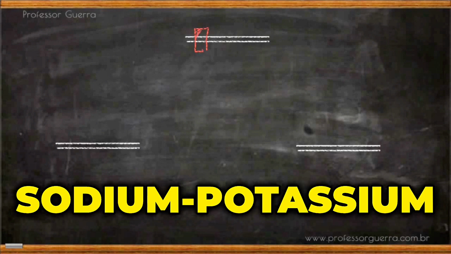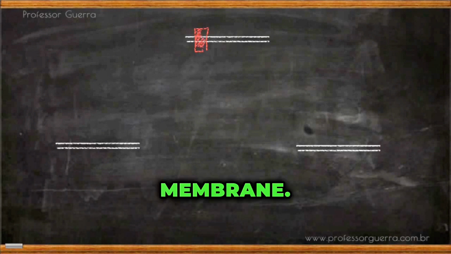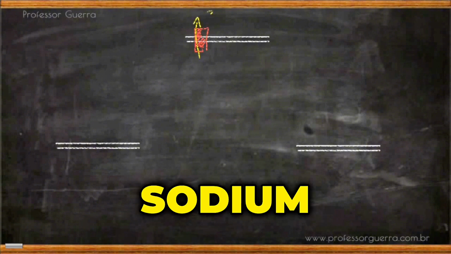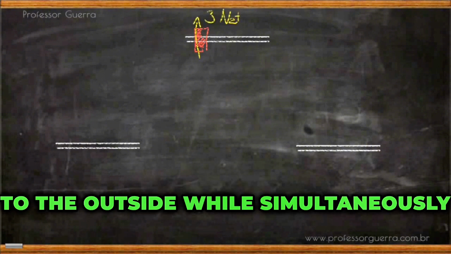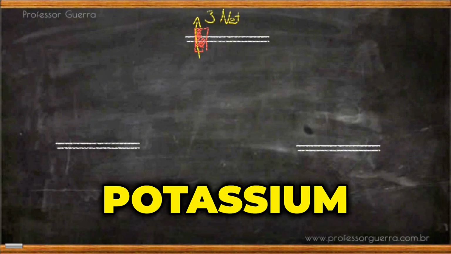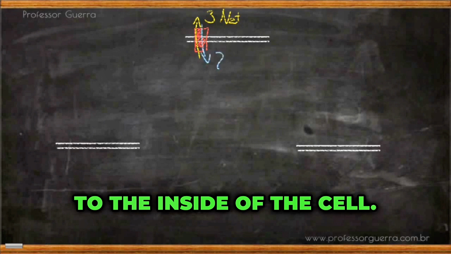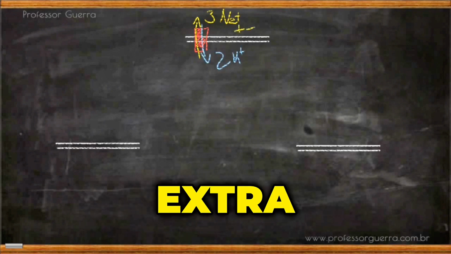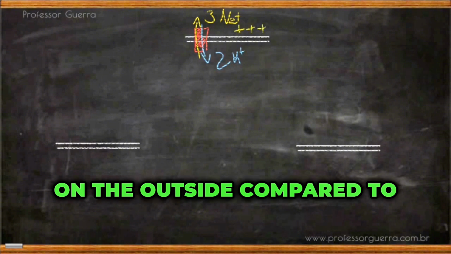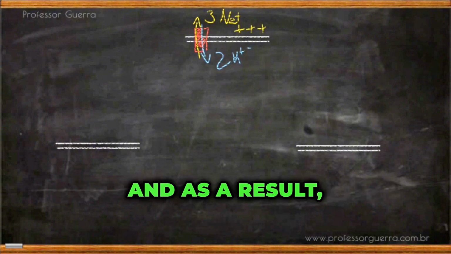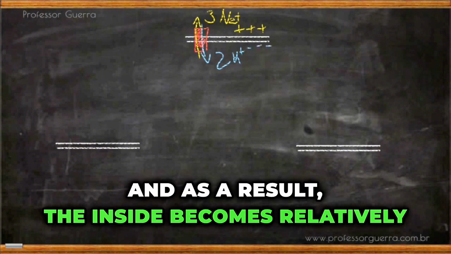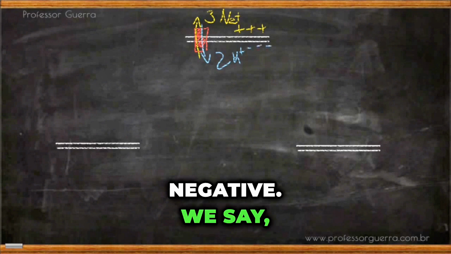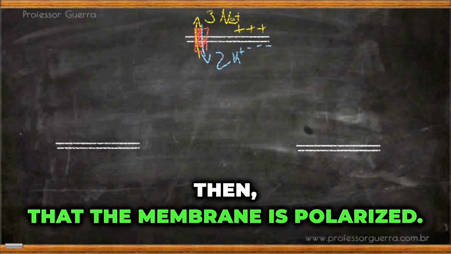We have a sodium-potassium pump in the plasma membrane. What does this protein do? It pushes 3 sodium ions to the outside while simultaneously bringing 2 potassium ions to the inside. Each time it does this, it creates an extra positive charge on the outside compared to the inside, and as a result, the inside becomes relatively negative. We say then that the membrane is polarized.